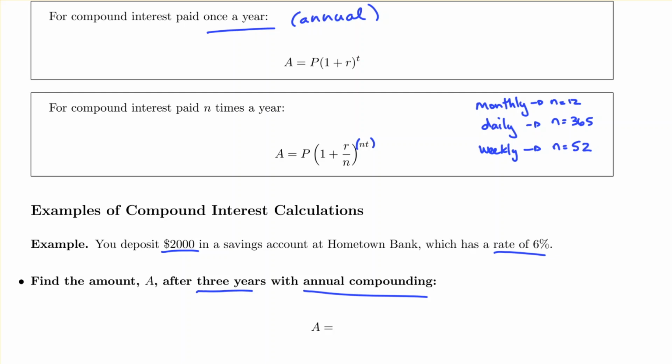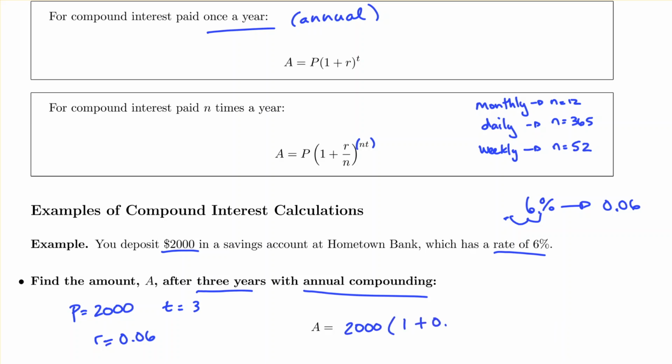So we know our principal, I think it can be helpful to write these out. The principal is 2,000. My interest rate as a decimal, well, 6% gets turned to a decimal. Find the decimal place. Move 2 places to the left. It's 0.06. My time is 3 years. So I'll fill in my formula. 2,000 times 1 plus 0.06 with the exponent of 3.